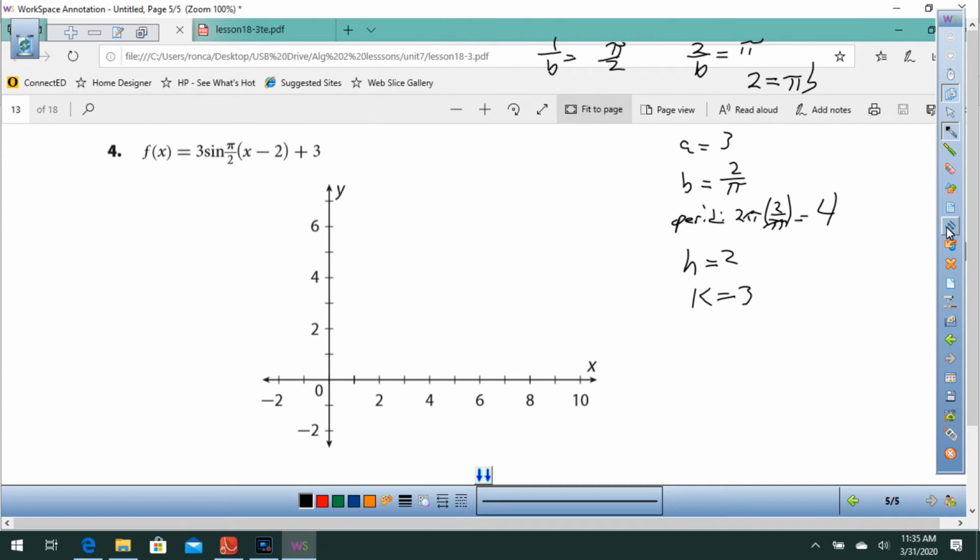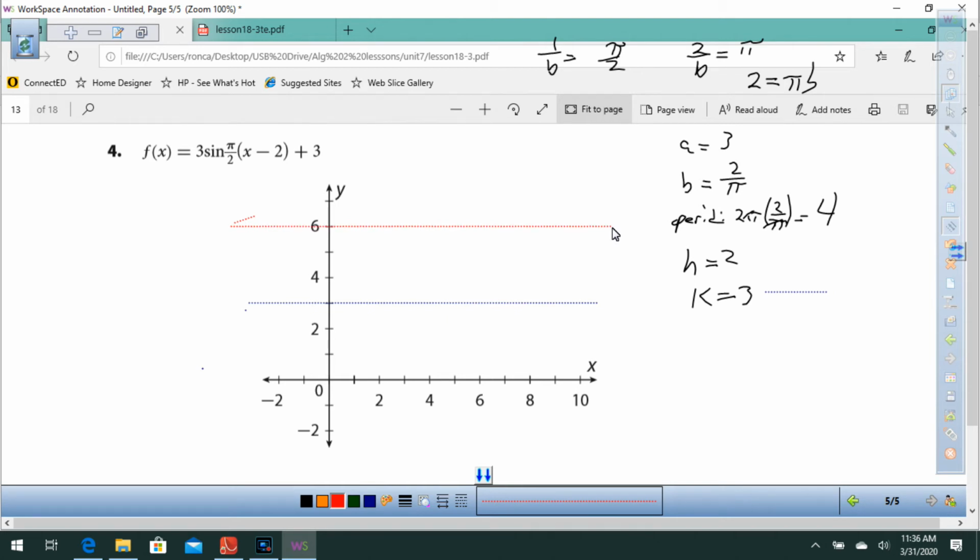All right, so let's see here. We have our midline. Our midline is at 3. That ain't working. That's a little low too. Our midline, there we go. Fell on the right spot. So that's our midline at 3. Next we have our amplitude, and we're going to go up 3. 1, 2, 3. And then we're going to go down 3. 1, 2, 3.